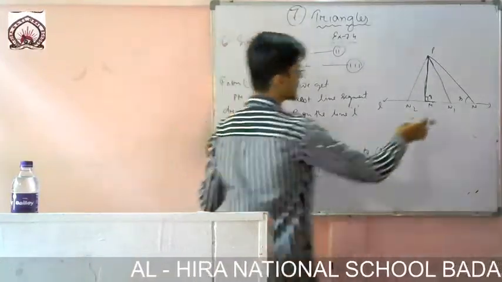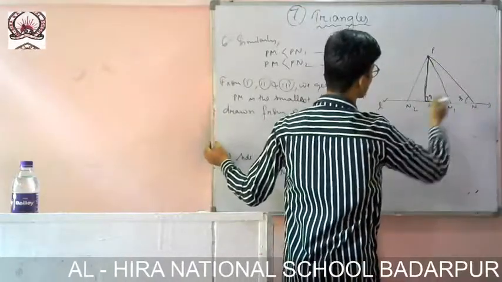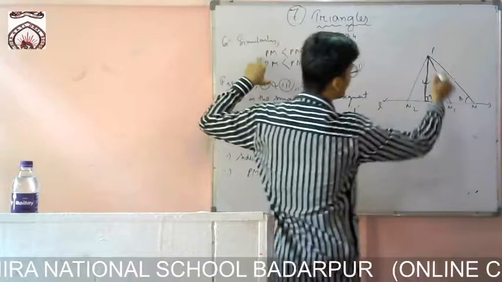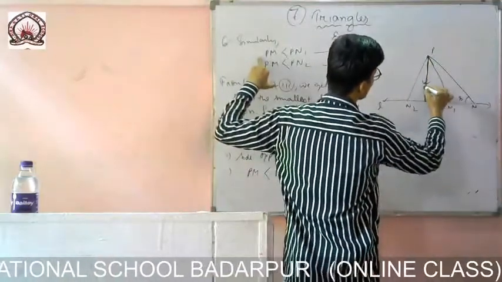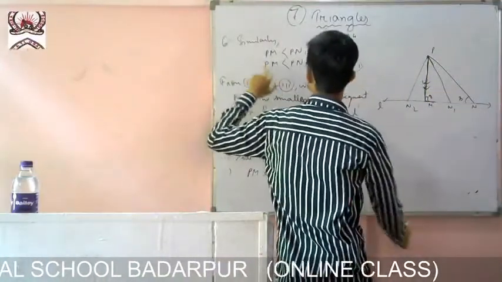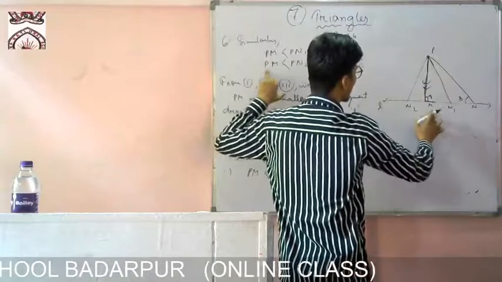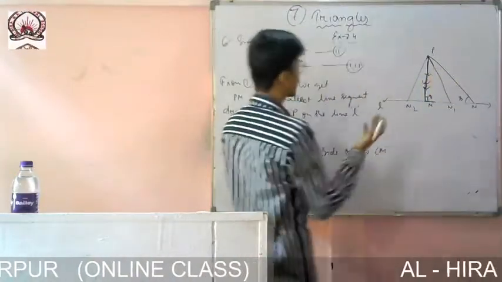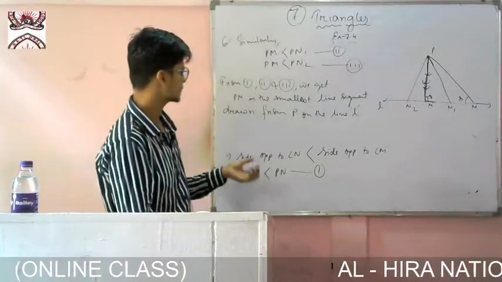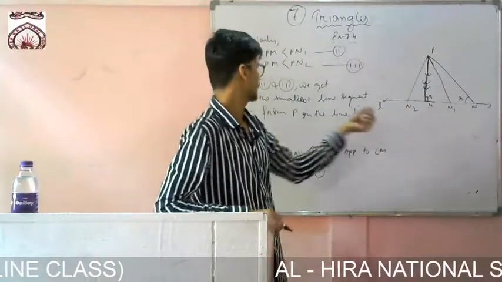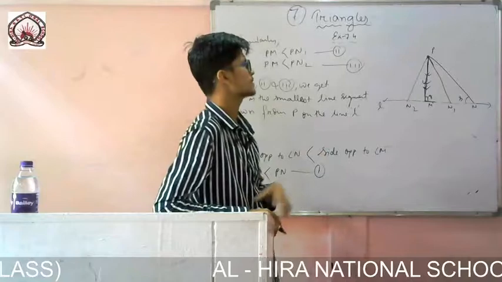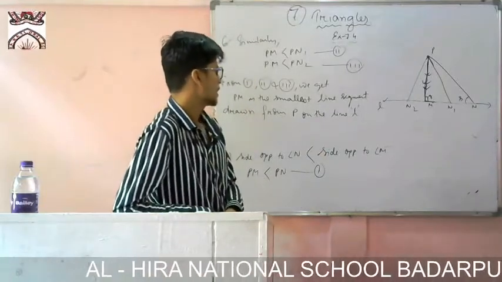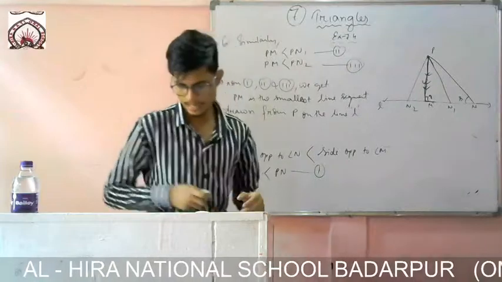If I take triangle PMN, then also I am getting this one is the smallest. If I take triangle PMN1, then also this one is the smallest. If I take triangle PMN2, then also this one is the smallest. That means whatever the line I draw from the point, PM will always be the smallest one. So PM is the smallest line segment drawn from P on the line L.